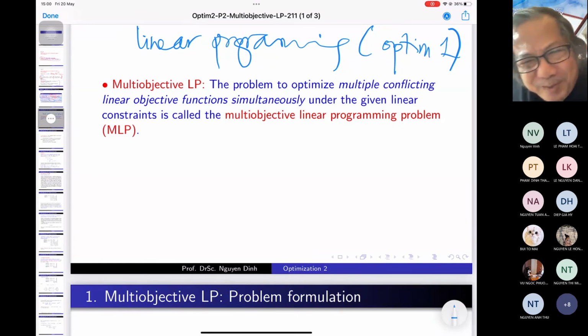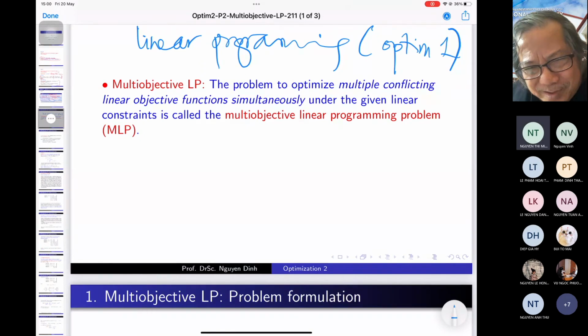Any of you have not yet learned Optimization 1? All of you already passed Optimization 1, is that right? Minh Thư, is that right? Yes, sir. I have learned it last semester. Yeah, last semester. Minh Quân. Minh Quân there? Yes, hello. I'm here, sir. You this semester also study decision making, is that right? Yes, that's right, sir.